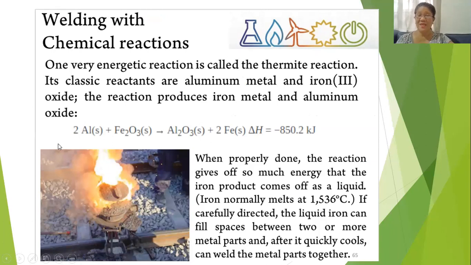Here, how is it being done? For instance, aluminum metal and iron oxide, it is ferric oxide. The reaction produces iron metal and aluminum oxide. Here is our reaction: aluminum plus iron oxide will form aluminum oxide and iron, and it has a delta H formation of negative 850.2 kilojoules.